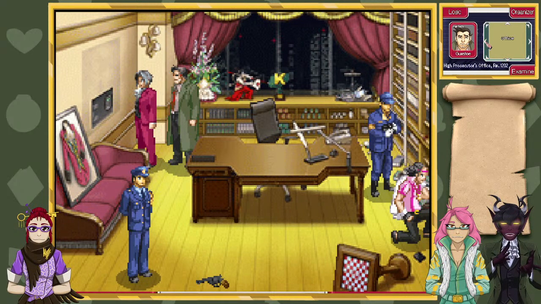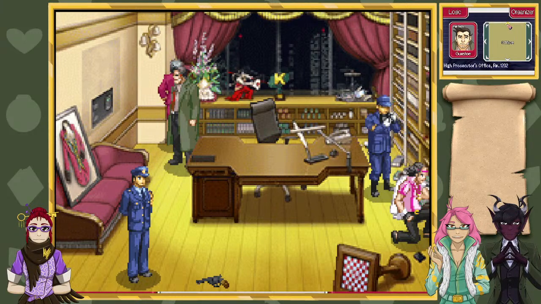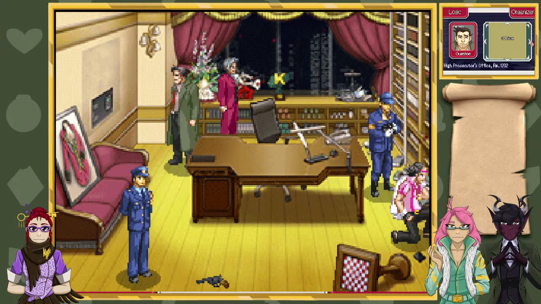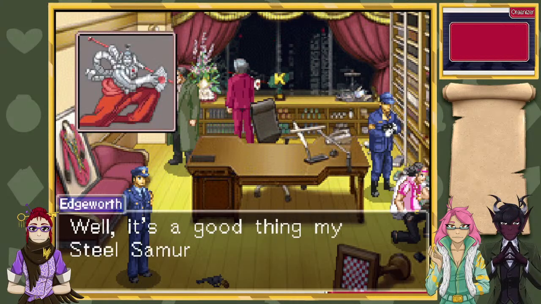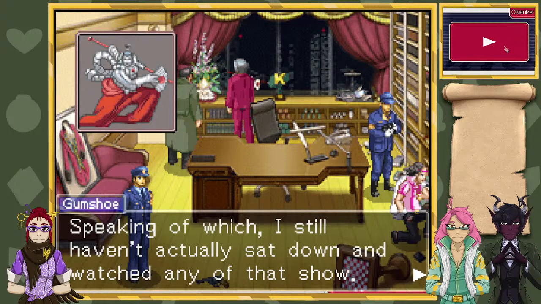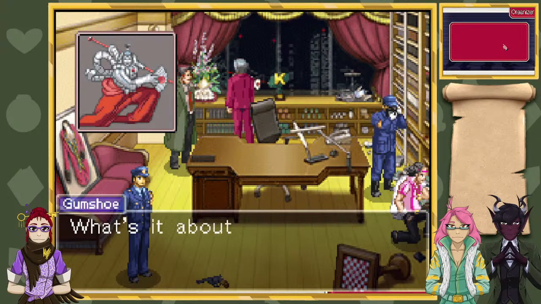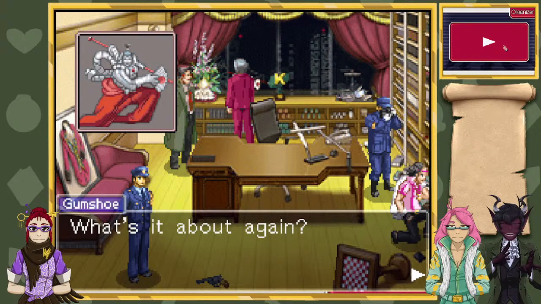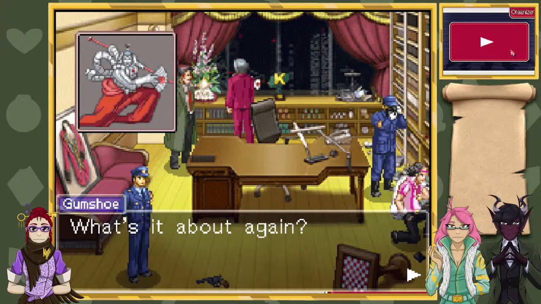We have to examine the Steel Samurai Man. Oh, okay. I just missed him in my unsensitive scrolling around. It's a good thing my Steel Samurai doll was spared any harm. Oh, fanboy! Speaking of which, I still haven't actually sat down and watched any of that show. Because it's so exciting, I'm always jumping out of my seat! No, I'm kidding, I haven't watched. What's it about?